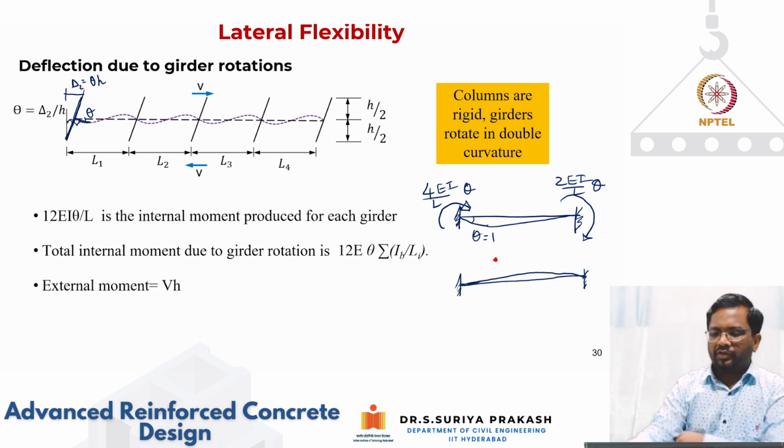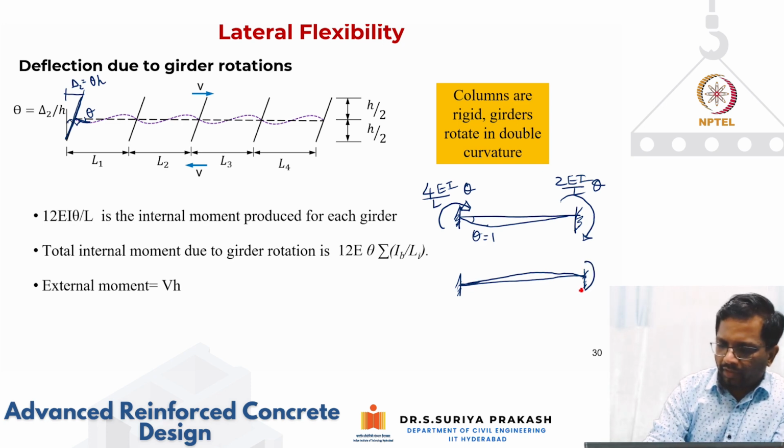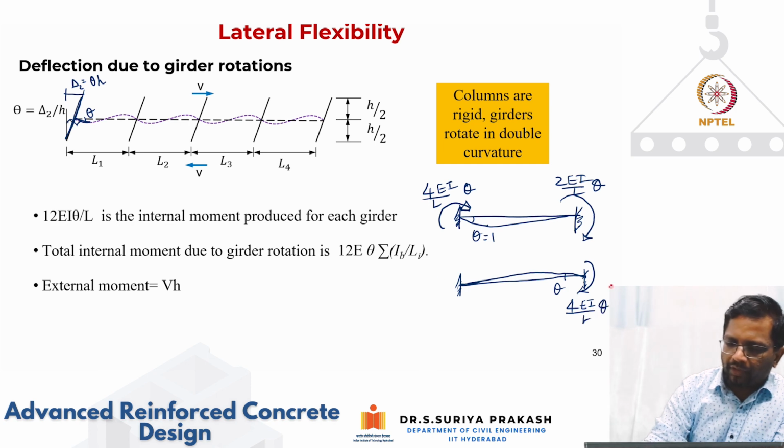So now how much is the moment that I need to apply here? I have to create a rotation of theta. Here I have to apply 4EI by L into theta. Now because this end is fixed, again I carry half of that, 2EI by L into theta.